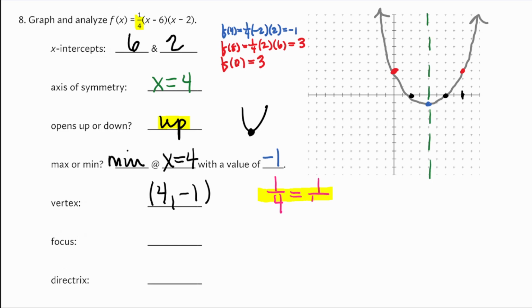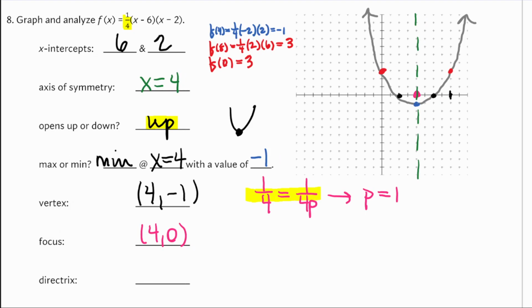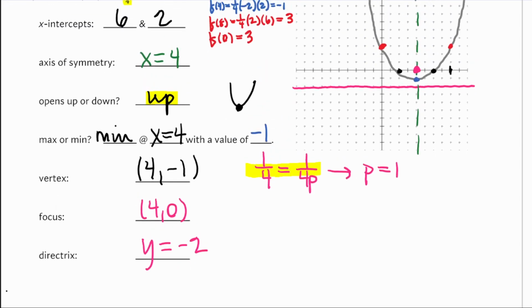It's 1 over 4p. And that's telling me that p needs to equal 1. Okay, so I know that I need to go up 1 unit from the vertex to get to the focus, because the focus is on the inside of the parabola. Okay, so I can see that the coordinates of that are x equals 4 and y equals 0. Okay, in the directrix, I'll go 1 unit down from the vertex, and it'll be this whole line here, the set of all points where y is equal to -2. And I think, yeah, that's all they're asking.